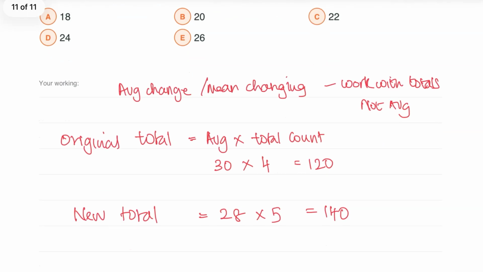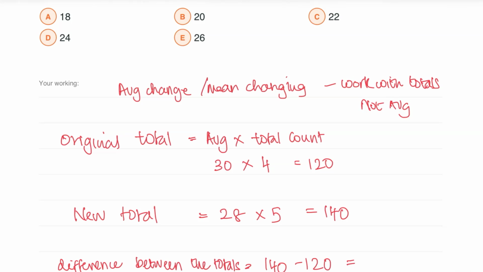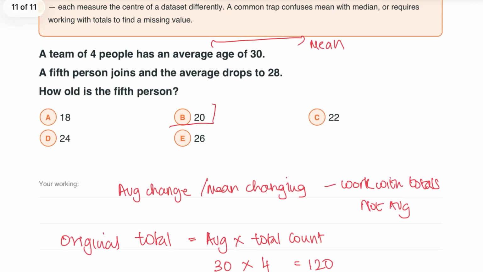The simple difference is the 5th person's value. The 5th person is the difference between the totals. So you find the difference between the totals. And then you will have the 5th person's value, which is 140 minus 120, which is 20. The age is 20 years. The 5th person is 20 years. The answer would be B, 20 years.